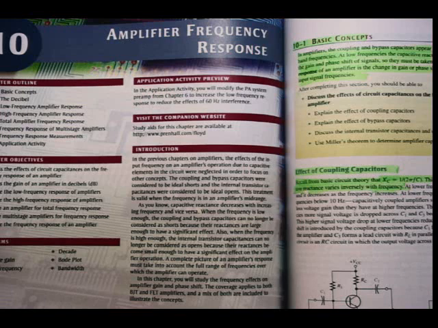Now, as you know, capacitive reactance decreases with increasing frequency and vice versa. When the frequency is low enough, the coupling and bypass capacitors can no longer be considered as shorts because their reactances are large enough to have a significant effect. Also, when the frequency is high enough, the internal transistor capacitances can no longer be considered as opens because their reactances become small enough to have a significant effect on the amplifier's operation. So this is what we're going to discuss in this chapter.